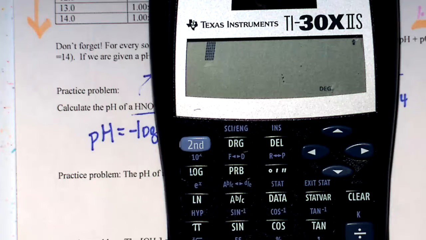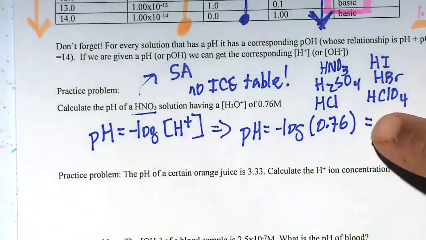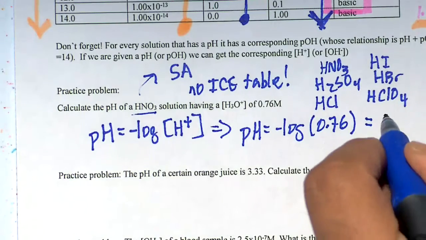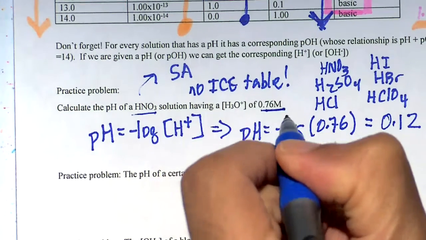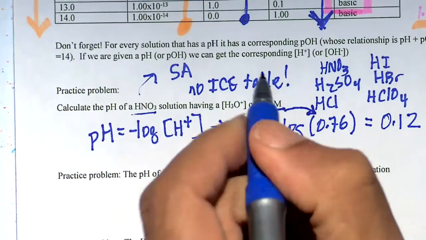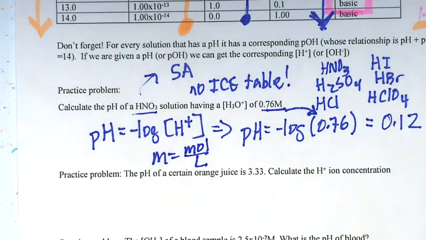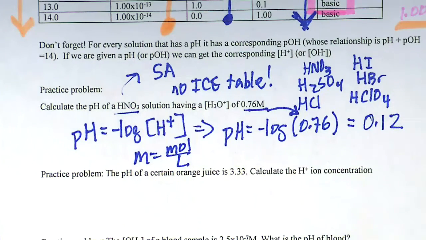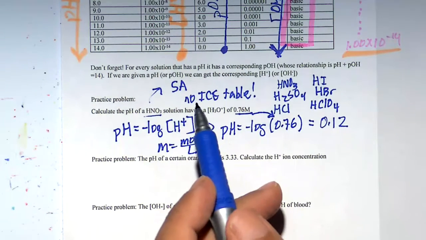Minus log of 0.76, and the pH for that is 0.12. So that's pretty concentrated. No units. The concentration, as you know, has units of molar, which is moles per liter, but our pH has no units. It's a unitless dimension. So remember, strong acid, plug it straight in.